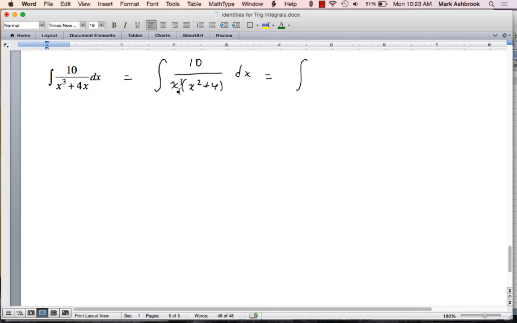If you can't do that step, you can't do partial fractions. If the degree of the denominator is not greater than the degree of the numerator, you're not doing partial fractions. Those are the 2 criteria you need: the degree of the denominator is greater, and the denominator factors. You need both those things. Okay? So now we've got something over x and something over x squared plus 4.